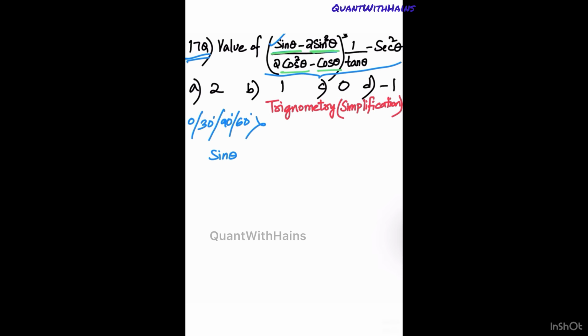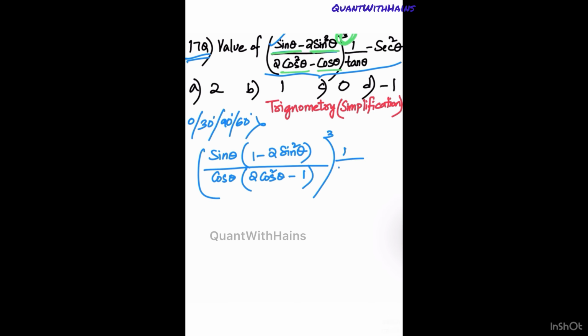If we take sine theta common, we are left with 1 minus 2 sine square theta. Coming to the denominator, we will take cos theta common. We are left with 2 cos square theta minus 1. This whole has a cube again. See here, the cube is there. That means cube, and 1 by tan theta minus secant square theta as it is.